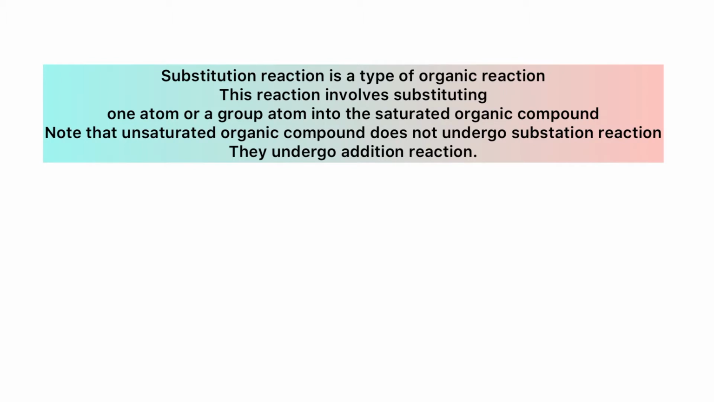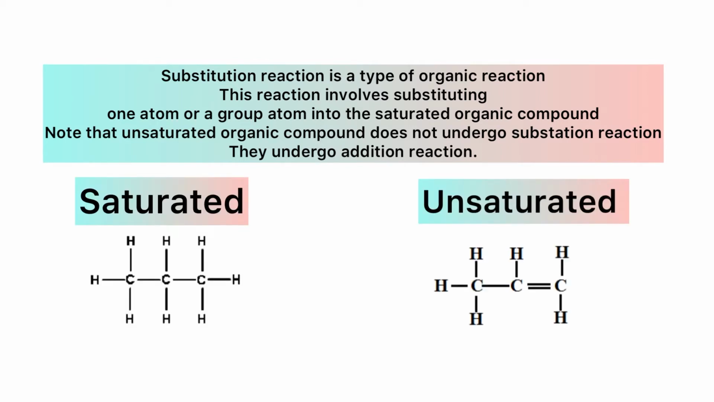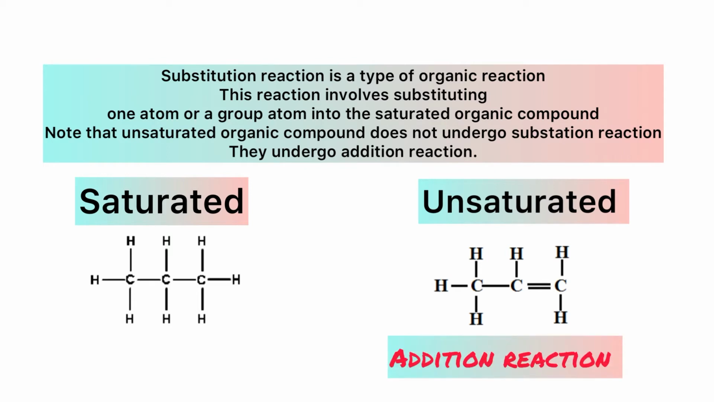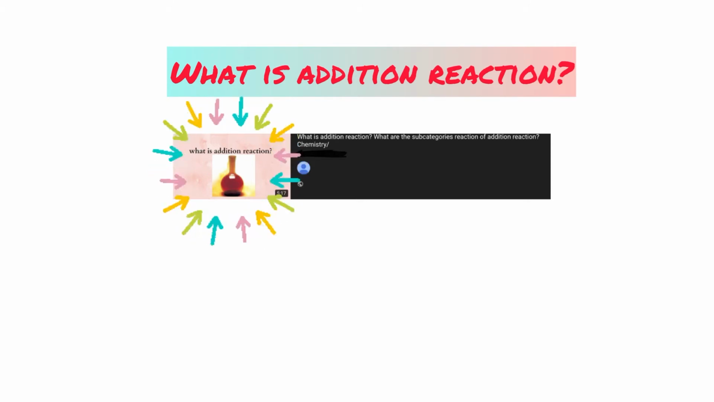Substitution reaction is a type of organic reaction. This reaction involves substituting one atom or a group of atoms in a saturated organic compound. Note that unsaturated organic compounds do not undergo substitution reaction. They undergo addition reaction. If you are not familiar with the addition reaction, you can watch this video in our channel to be familiar with this type of reaction.